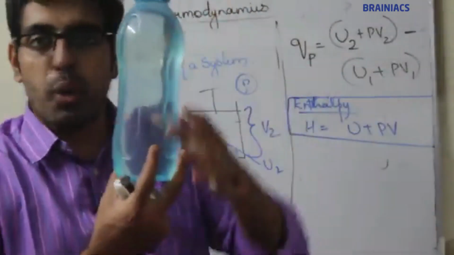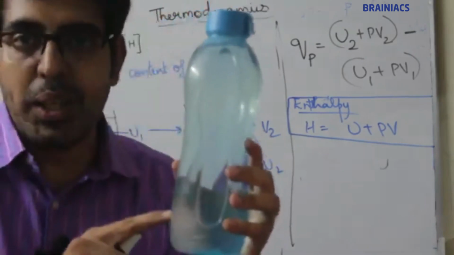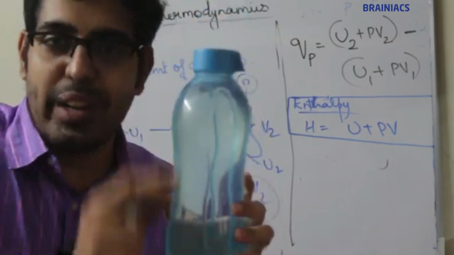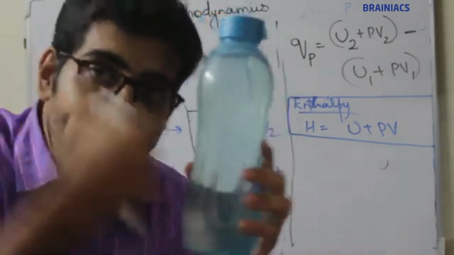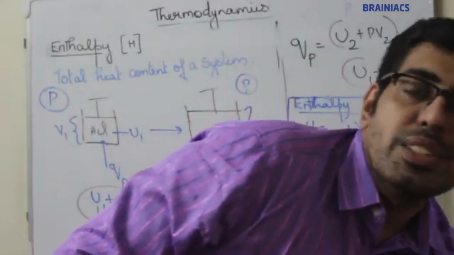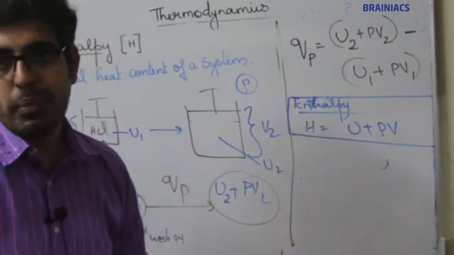If you consider this bottle is filled with water, this bottle is having an internal energy, and this bottle is having volume till here, so it is having a work energy. Sum of internal energy and pressure volume energy, or work energy, is known as enthalpy.